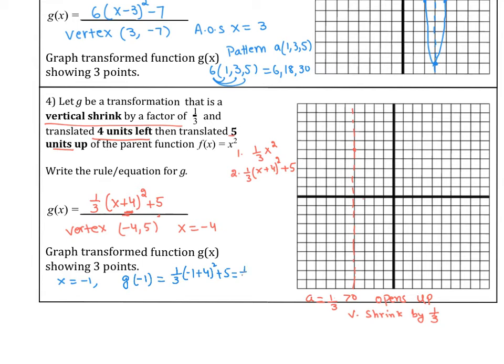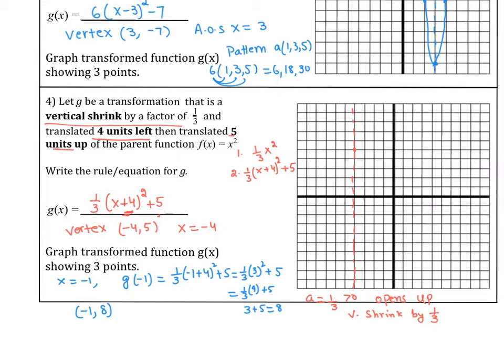So that's going to be 1 over 3, and that's 3 squared plus 5. So that's 9 divided by 3 is 3, plus 5, so it's going to be 8. So now my point is going to be -1 comma 8.